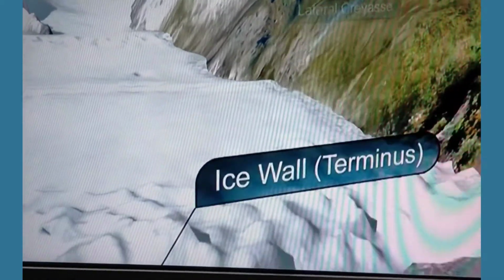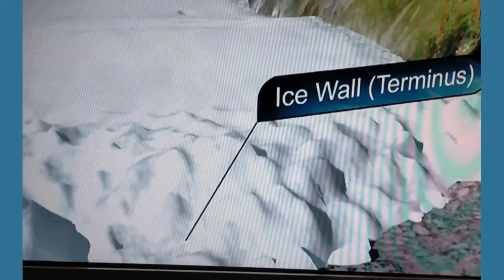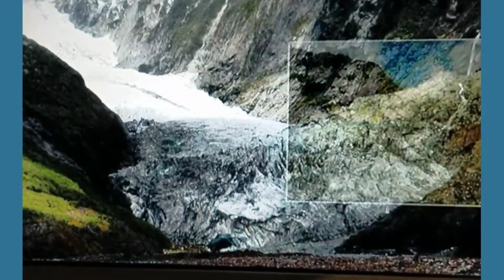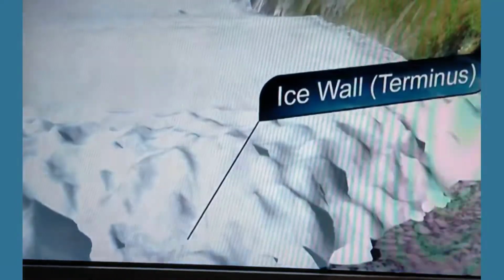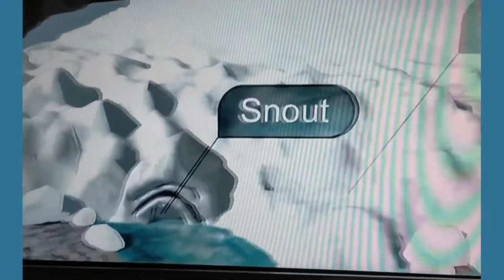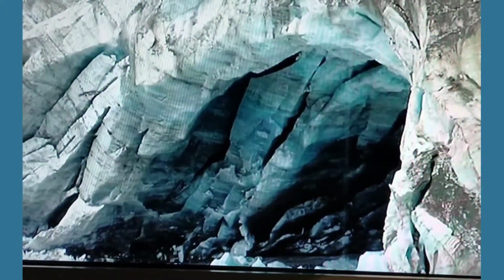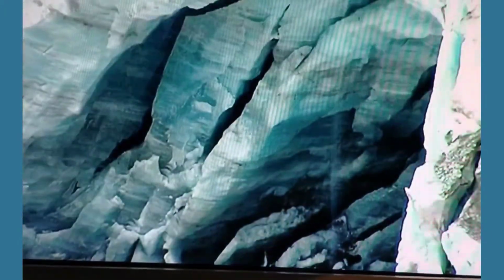The ice wall or terminus is the front edge of the glacier. It represents the point where melt rates exactly equal ice supply. In the terminal face on the leading edge of the glacier is the snout, an ice cave that is formed by the emerging torrent.